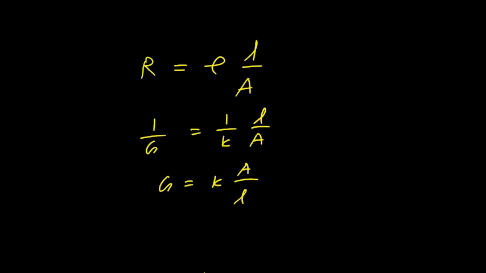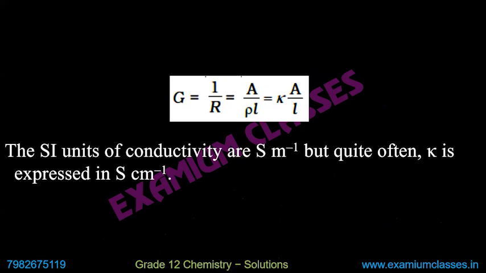Okay. You just need to remember that G is the inverse of R, kappa is the inverse of rho, the reciprocal of rho. The SI unit of conductivity is Siemens per meter.